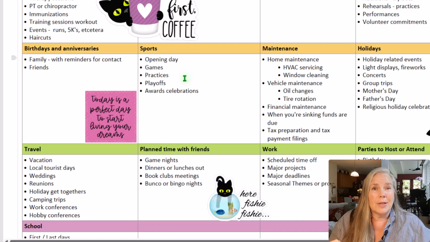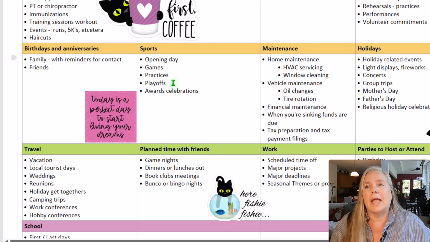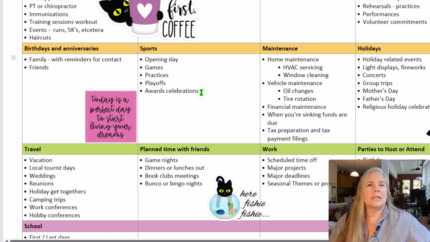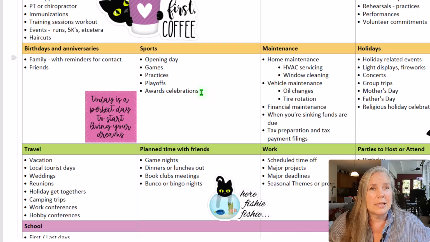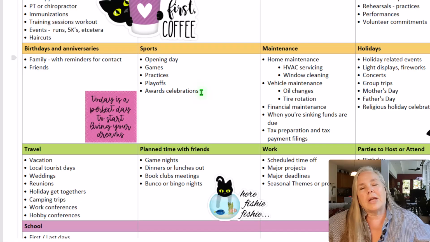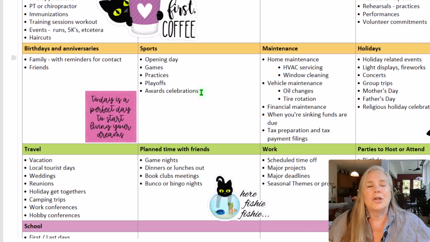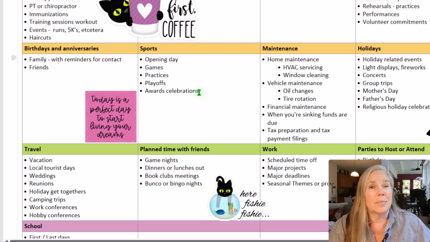Maybe you have a child that's in sports and there are practices that they have to go to or playoff games that they have to do. Maybe they're in a tournament or a traveling game. You want to get those on the calendar. And then any awards celebrations. Maybe, again back to baseball, you want to watch the World Series. You want to mark it on your calendar and maybe have some kind of get together with friends or something like that.